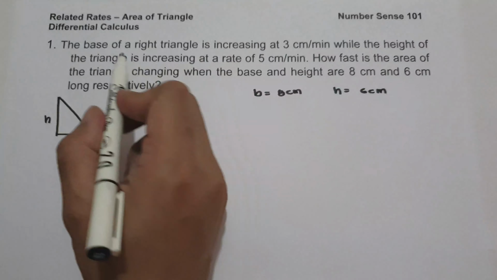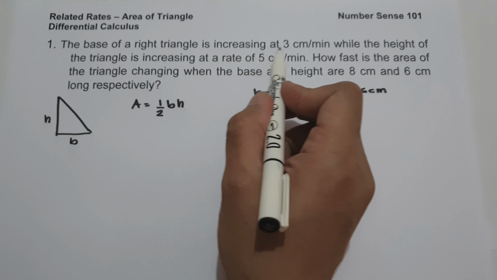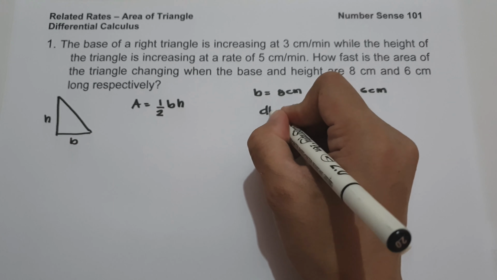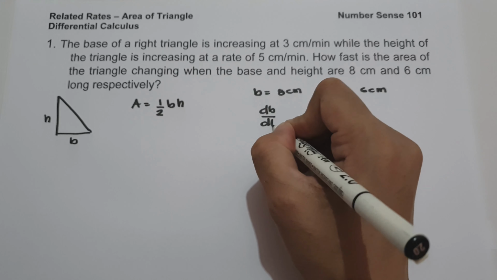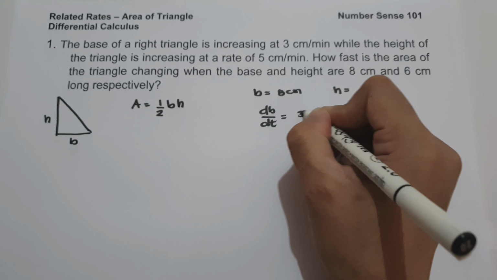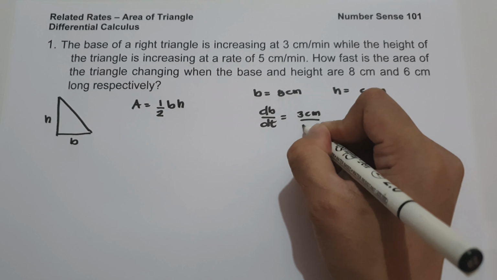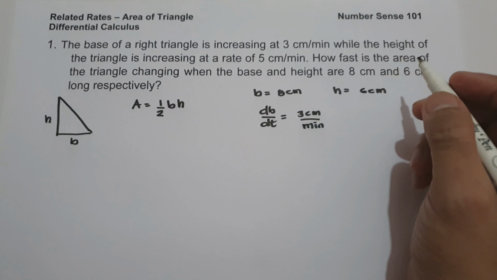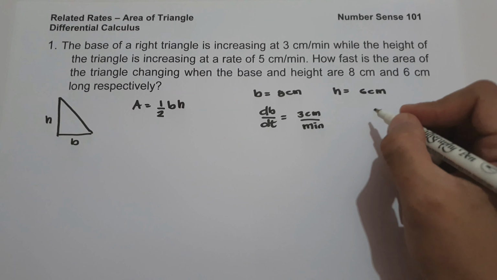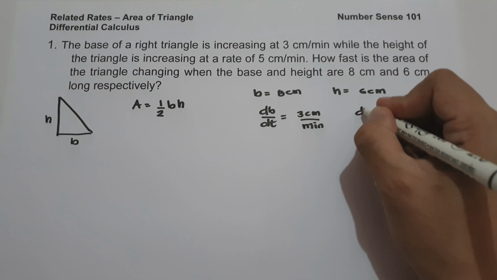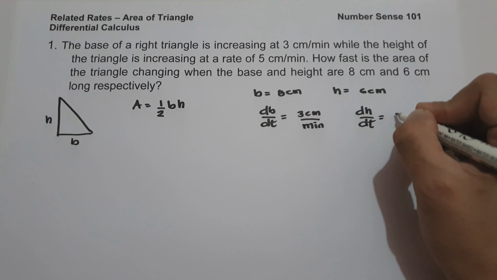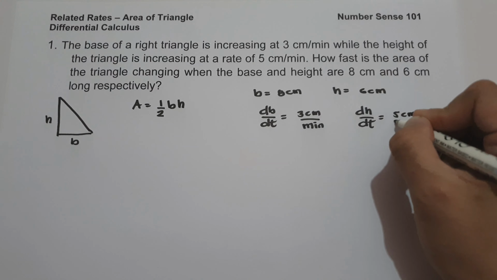And then the base of the right triangle is increasing at 3 centimeters per minute. So that is dB over dt. That is 3 centimeters per minute. And then the height of the triangle is increasing at the rate of 5 centimeters per minute. And that is dH over dt. That is 5 centimeters per minute.